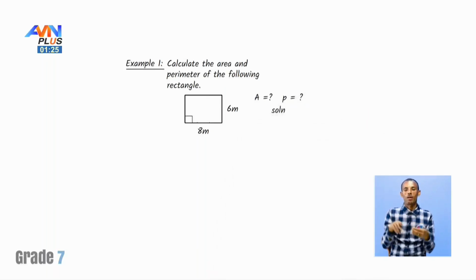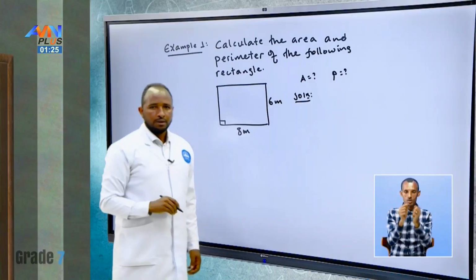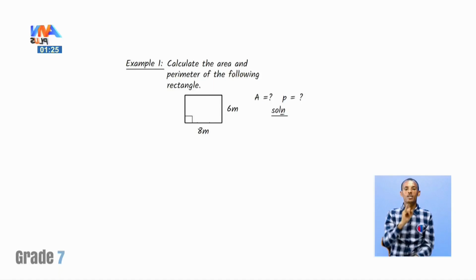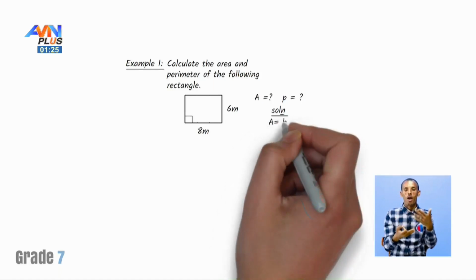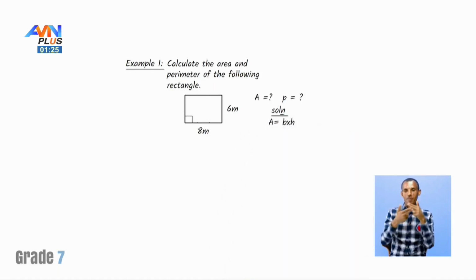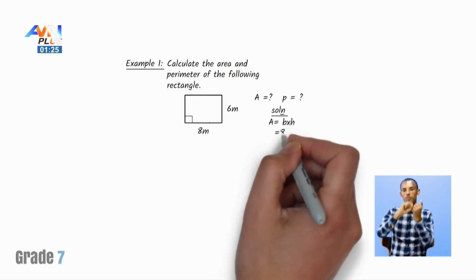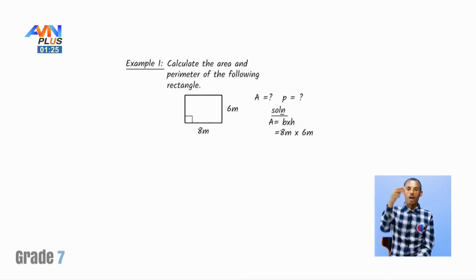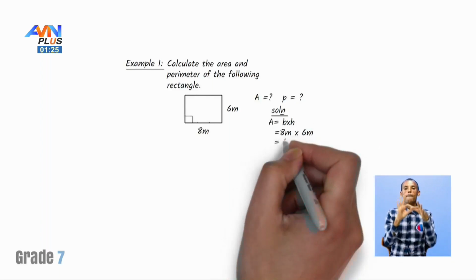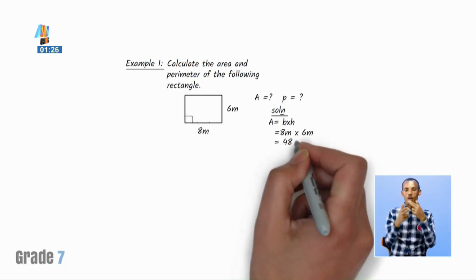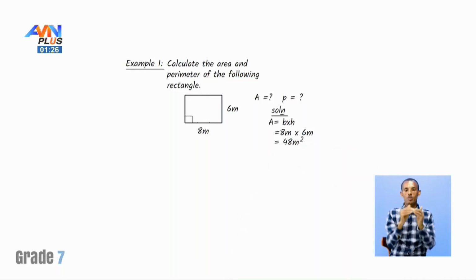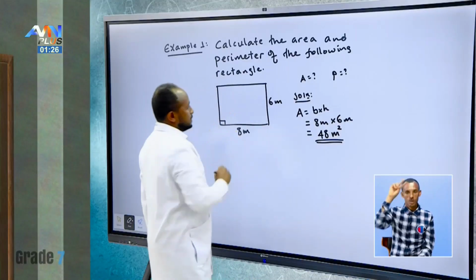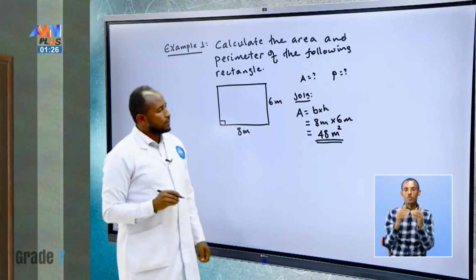So let's see the answer together. The area of a rectangle is given by this formula. Simply you multiply base and height. Therefore, this is equal to the base, 8 meter, times the height, 6 meter. So the product gives you 8 times 6, it is 48 meter times meter, it is a square meter. Therefore, the area of this rectangle is 48 square meter.